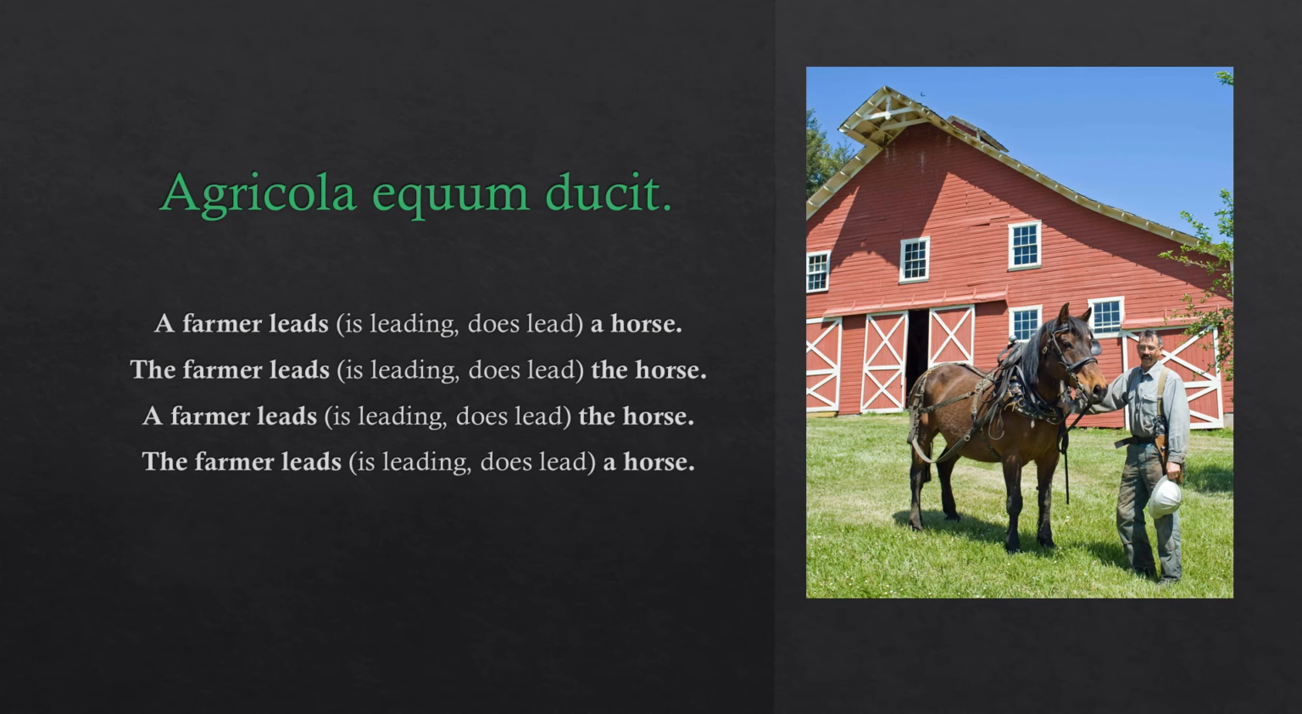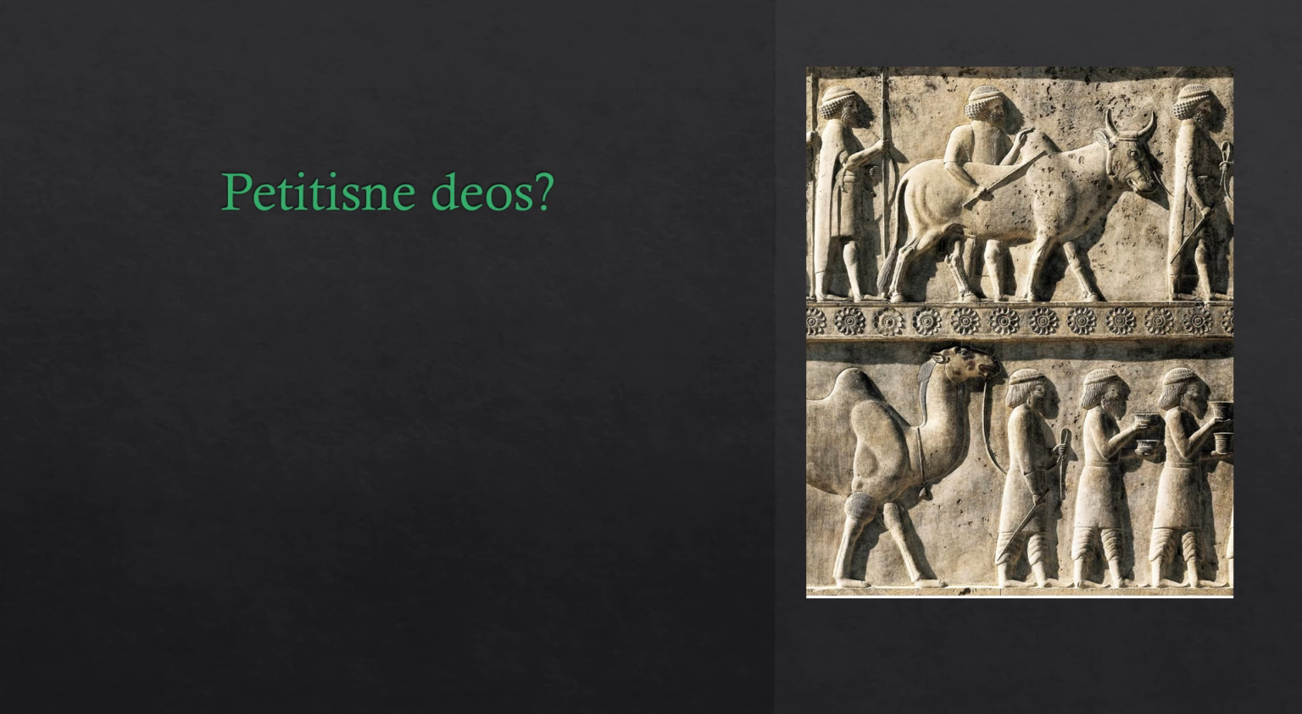A farmer leads a horse, the farmer leads the horse, a farmer leads the horse, the farmer leads a horse. All options are correct. Remember that the present tense also offers some variation in translation. So if you translated ducit as is leading or does lead, that is also correct. Let's try another one.